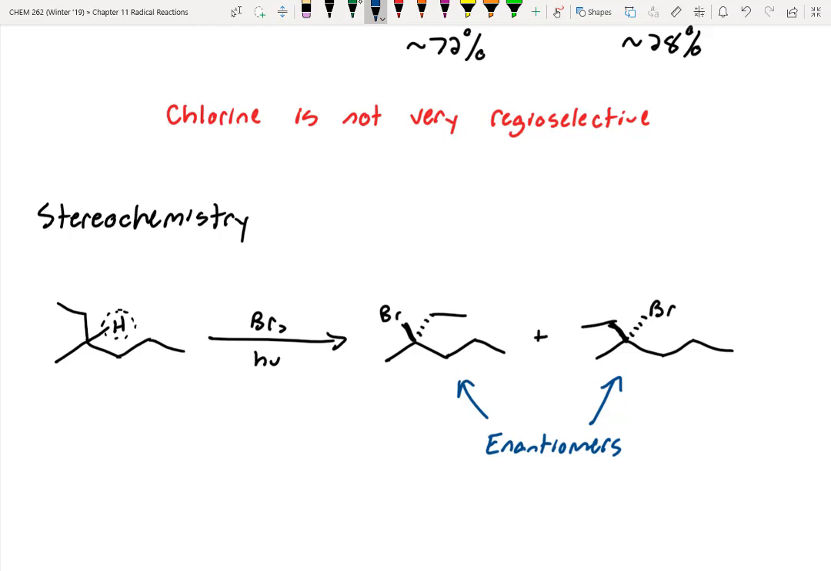Why not iodine? That's a good question. I think carbon-iodine bonds tend to be rather weak, and so I think it leads to a lot of problems because of that. You normally just see reactions with bromine.